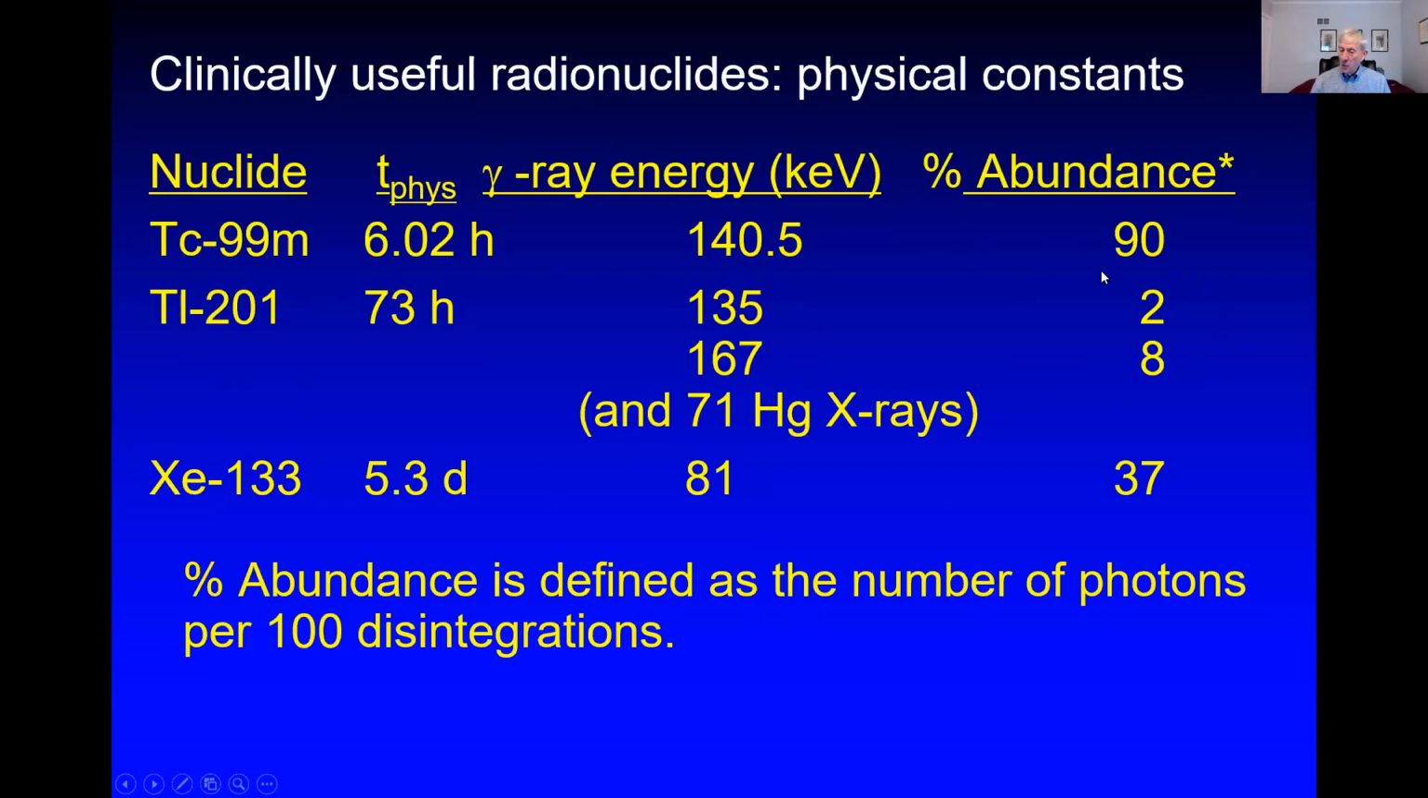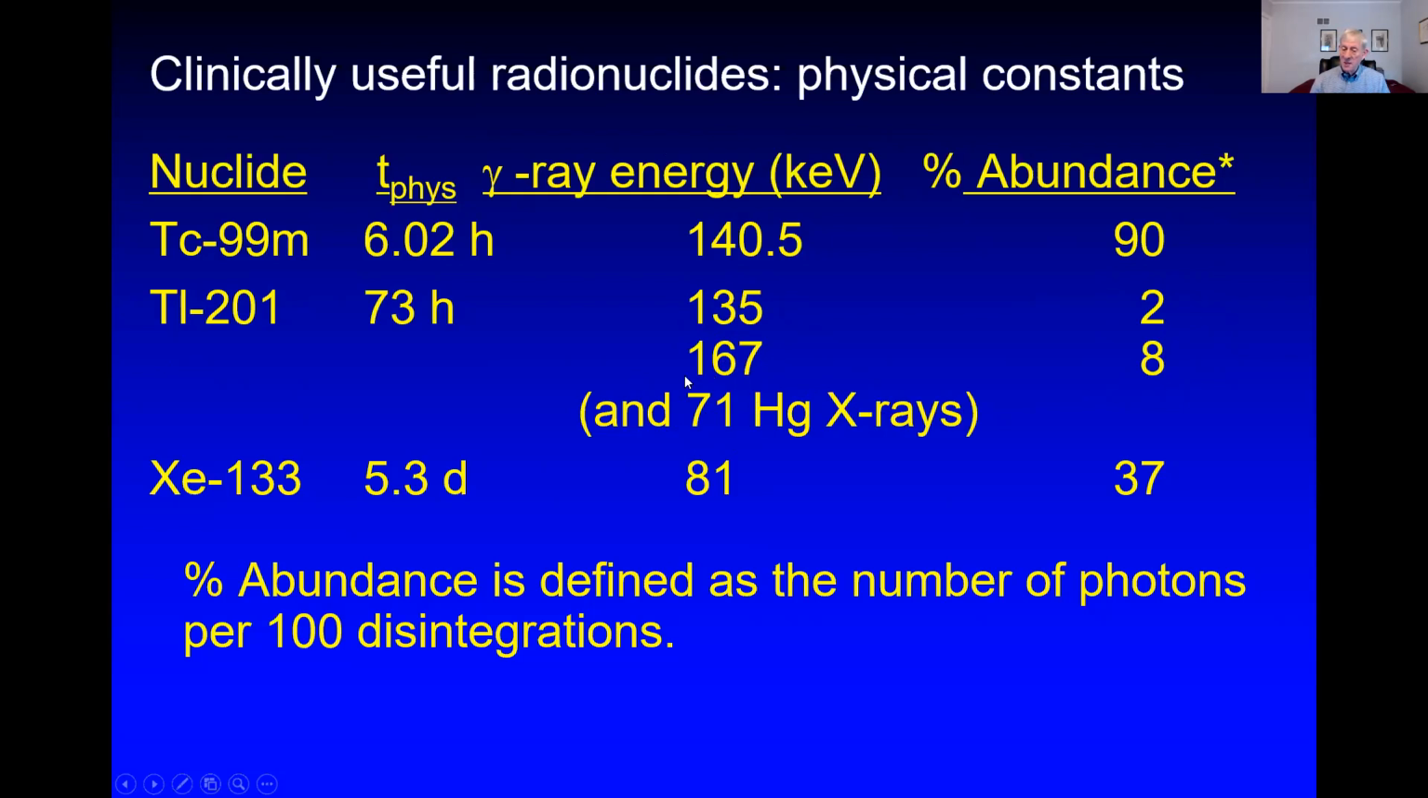So look at this. We love those two photons, but the total percent abundance is only 10%. We would have to give 9 times as many millicuries of thallium as we do of technetium to get an equivalent number of photons. But fortunately, there are lots and lots of these mercury X-rays. I don't know the number, but it's way up there. So we have lots of photons.